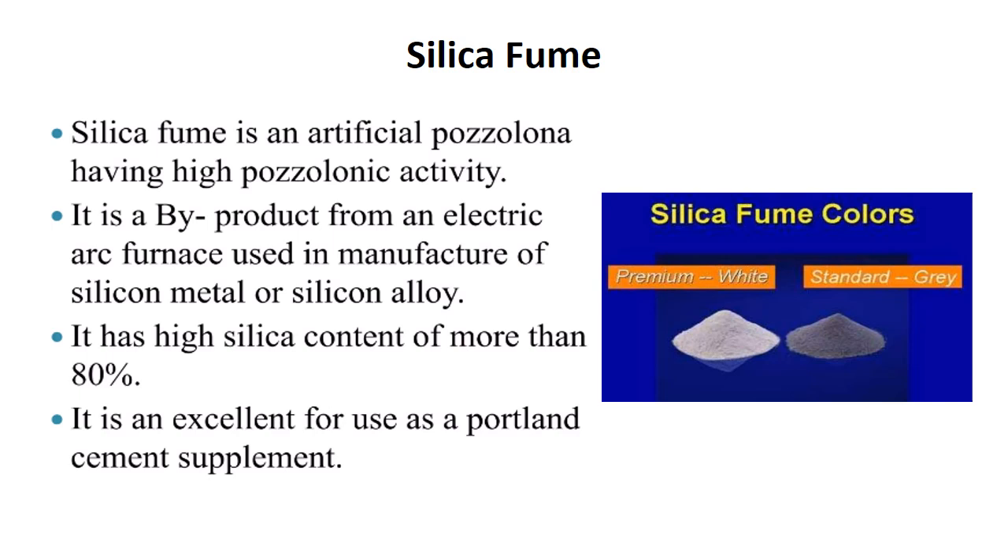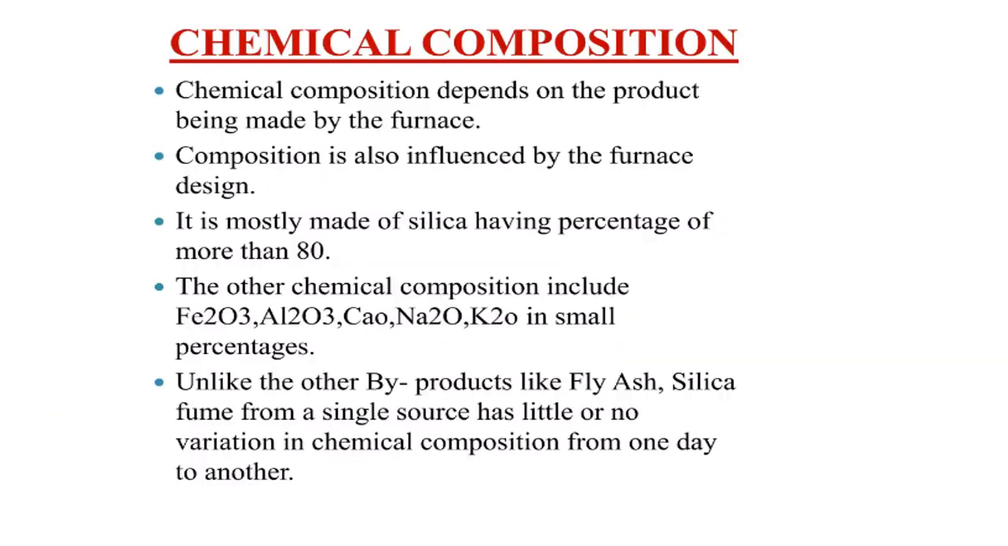mineral admixture is the silica fume. It is a pozzolanic material having a high pozzolanic activity. It is a byproduct from the electric arc furnace used in the manufacture of silicon metal and silicon alloy. It has a high silica content of more than 80%. It is excellent for use with Portland cement.